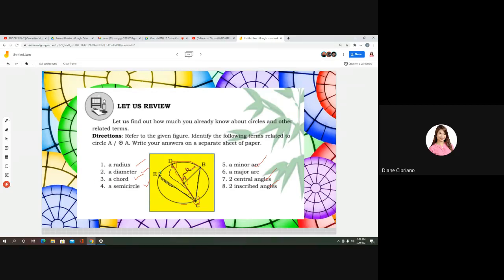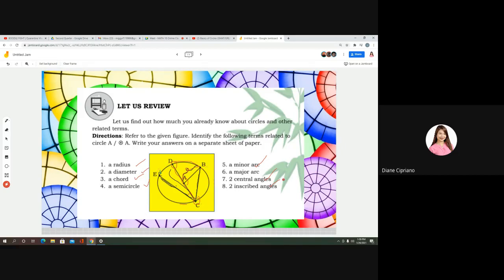For our semicircle, it is half of the circle. For the minor arc, we are talking about the small arc versus the larger arc, which is the major arc. So if we are looking for the minor arc DB, our major arc would be DECB. If we are looking for the minor arc BC, our major arc would be BDEC. When we are looking for the minor arc EC, the major arc would be EDBC.